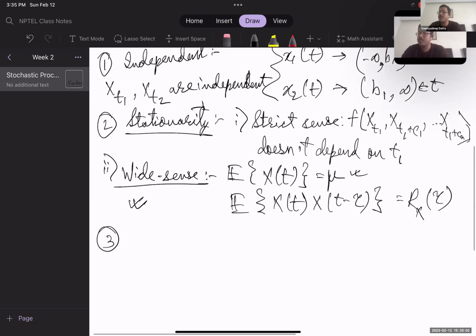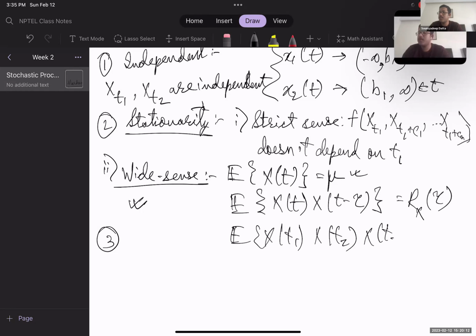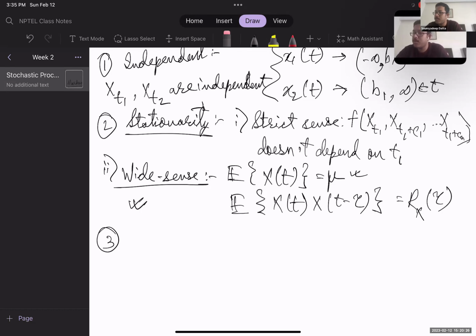But we don't have any conditions on, let's say, the expectation of x of t1, x of t2, x of t3. We don't have any conditions on this. It can be anything. But at least up to the second degree, we have wide sense stationarity. I'm just using short forms here: this is strict sense, SSS, and this is WSS.